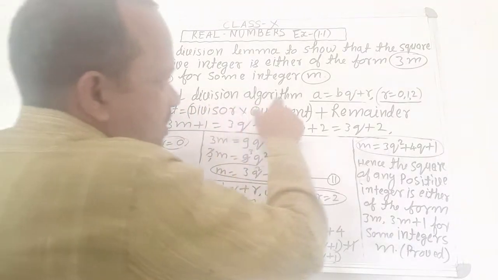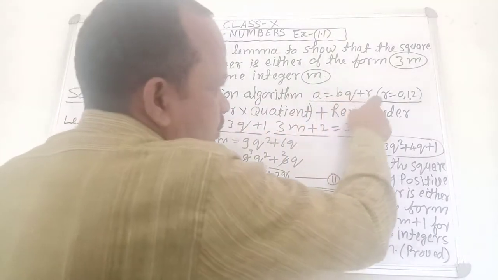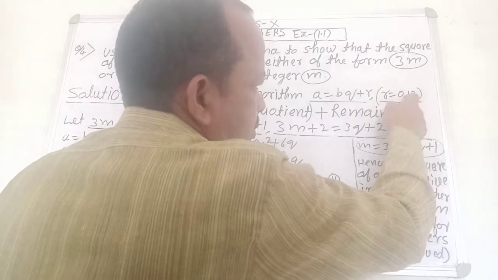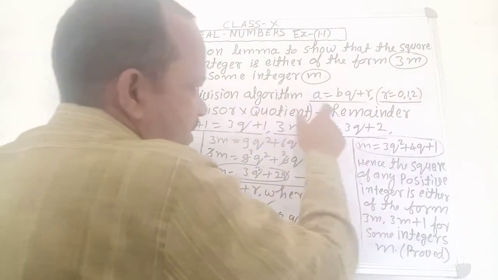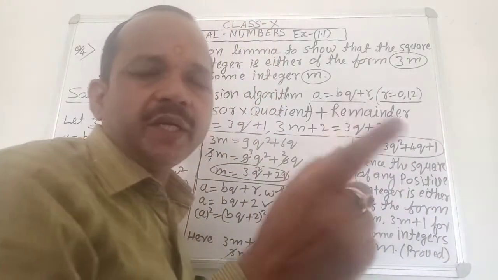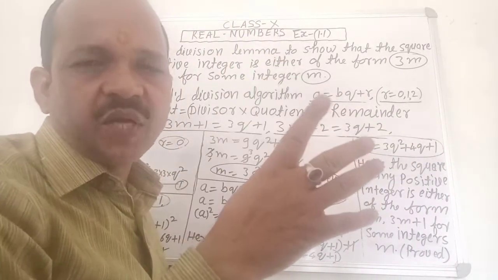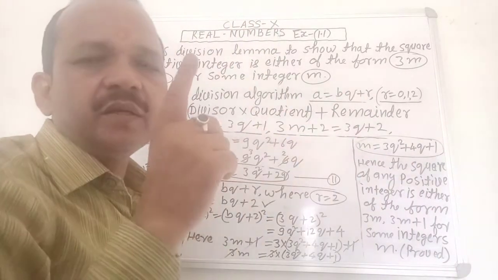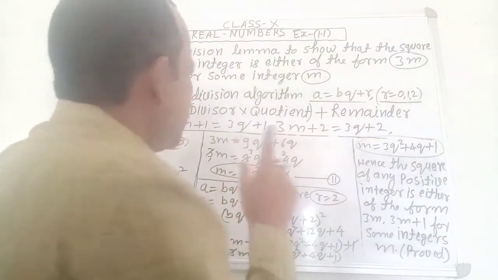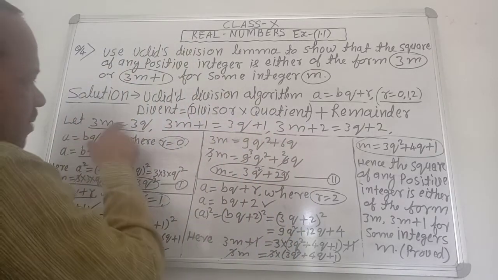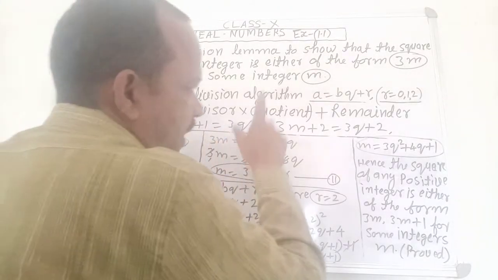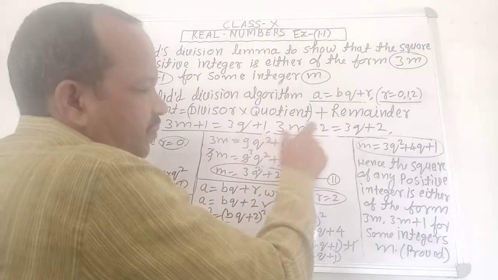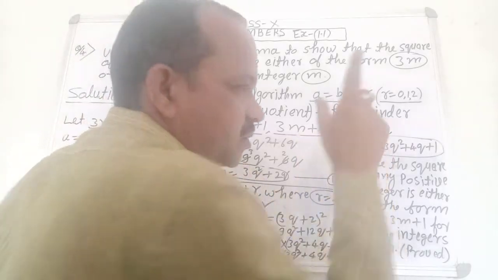Solution. Euclid's division algorithm: A equals BQ plus R, here R equals 0, 1, 2, and so on. Dividend equals divisor multiplied by quotient plus remainder. It is Euclid's division algorithm or Euclid's division lemma. Let 3m equal to 3q, 3m plus 1 equal to 3q plus 1, 3m plus 2 equal to 3q plus 2.